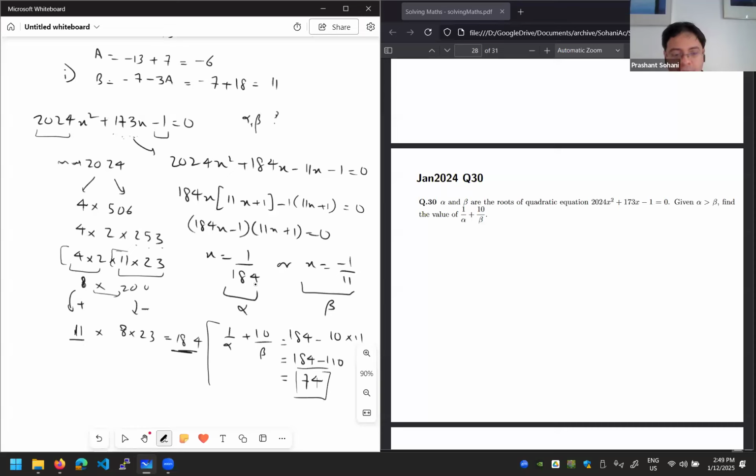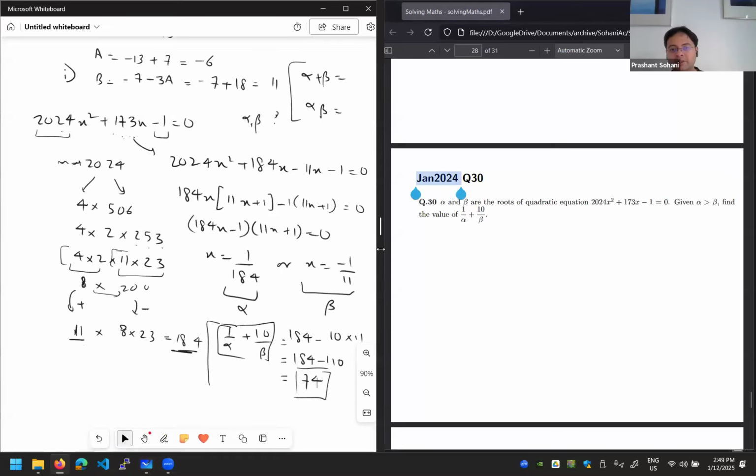Maybe there is a way to do this even without calculating alpha beta. As I said, what we know from the coefficients are the sum alpha plus beta and the product, right? So using this information, if maybe there is some clever way to reach this, that would be interesting. I did not think about that, but maybe it is slightly difficult because this is not symmetric.